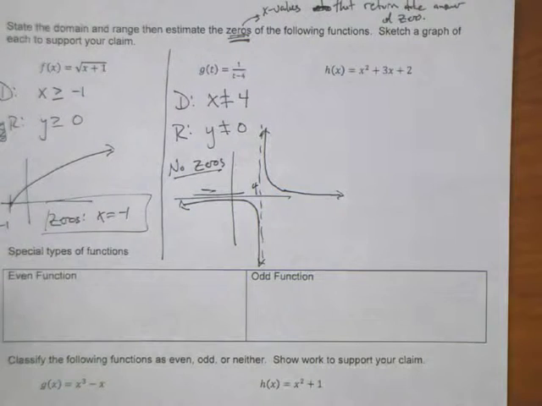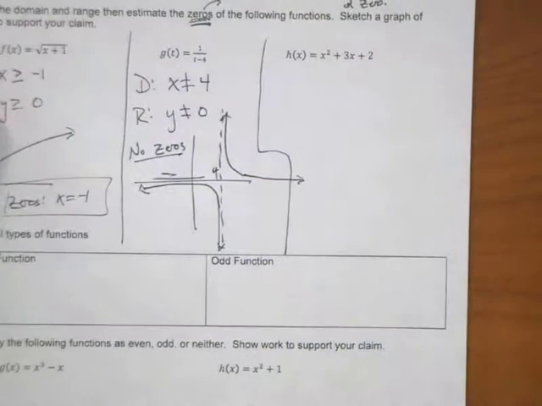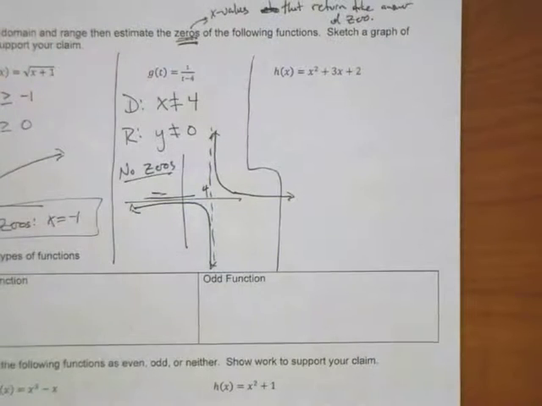I'd like you guys to work either on your own or with a partner, and let's try analyzing this last one on your own. Try to identify what the domain and range are, if there are any zeros, and then get a quick sketch of this thing. Use a calculator, or if you know what that graph looks like from memory or from years past, get a little sketch.